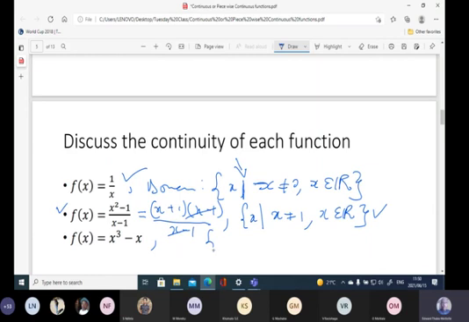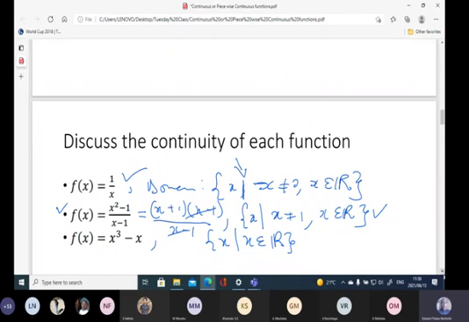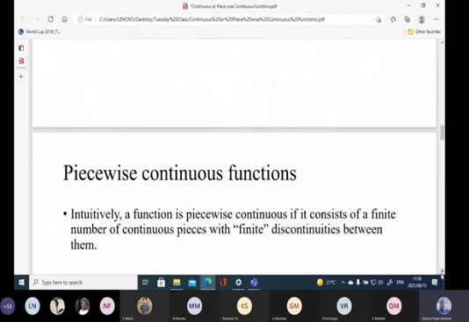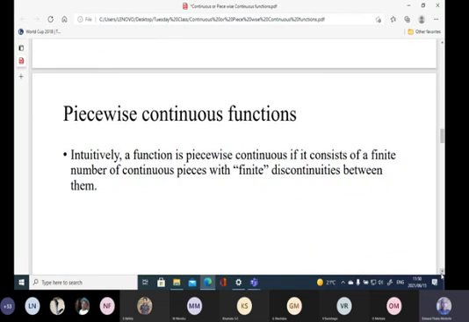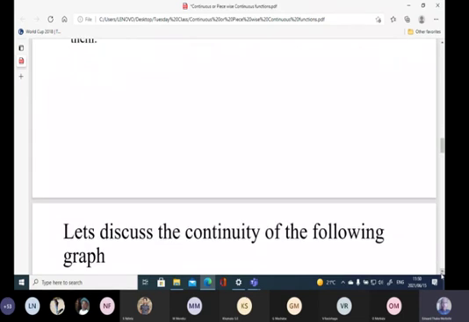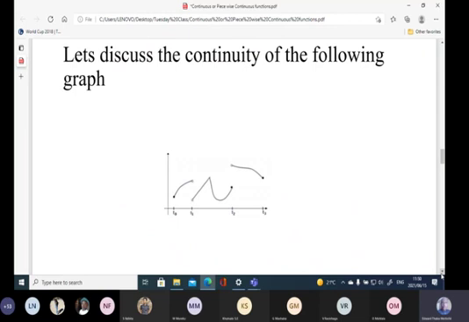The last one we have already discussed, it will be continuous everywhere on the real number system. So you should be able to determine the domain of a function, and after that you describe the continuity of that given function. Now we are going to what we call piecewise continuous functions. So we must be able to draw their graphs and discuss their continuity. Is it a continuous function or not?